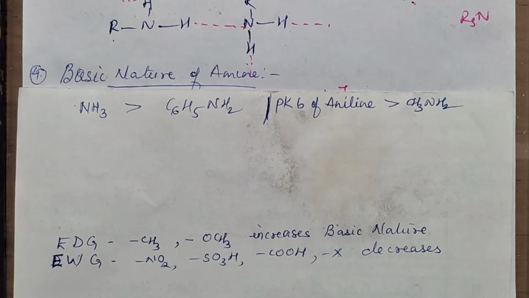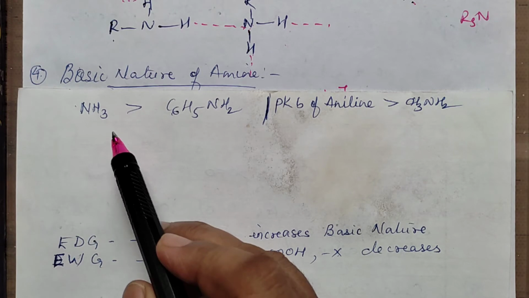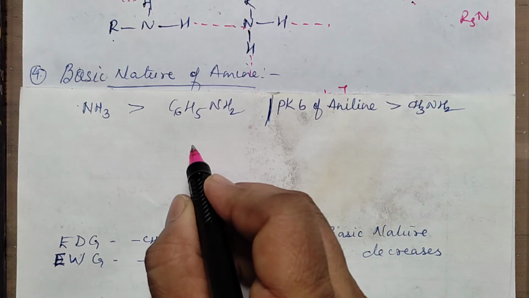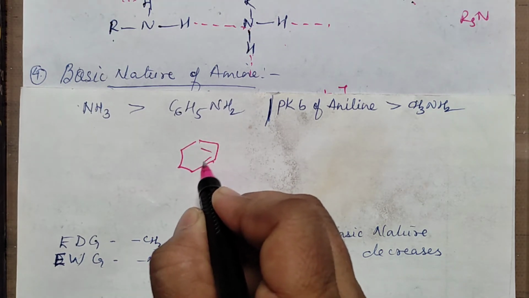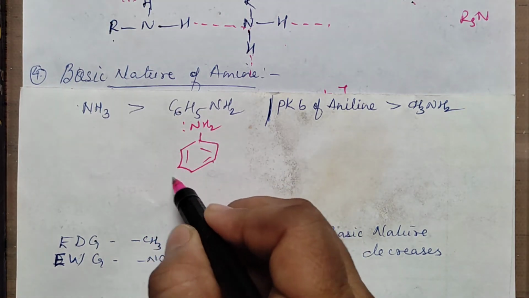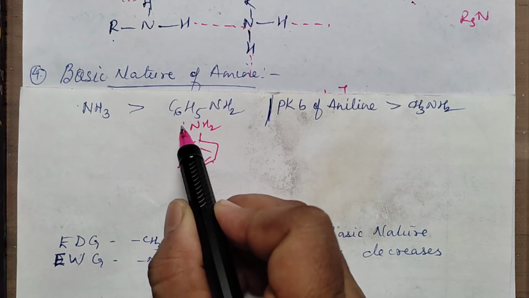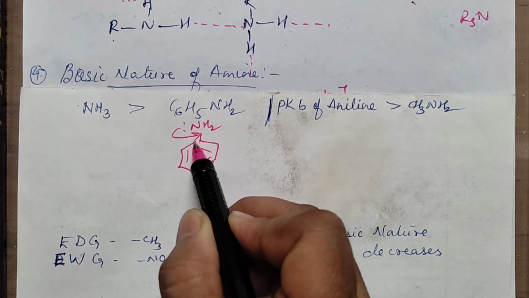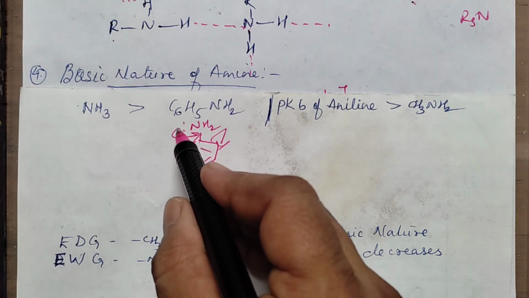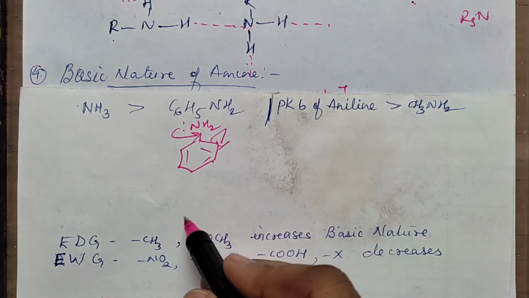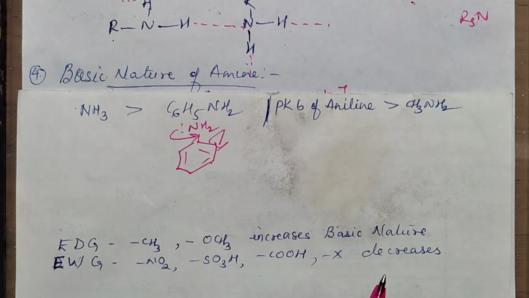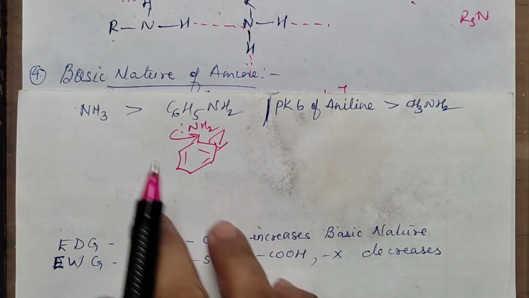Now further in the basic nature, you may have questions based on comparing the basic nature of ammonia with aniline. When you are drawing the resonating structures of aniline C6H5NH2, there is a lone pair over here. So because of resonance, the lone pair in aniline does not remain on N. So for this, you will draw the complete resonating structures of aniline, and you will show that due to resonance, the lone pair is migrating onto the ring. So it is not available that much on nitrogen. So aryl amines are always lesser basic than ammonia.